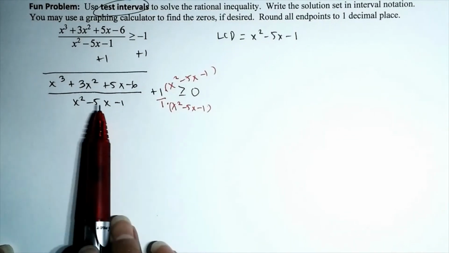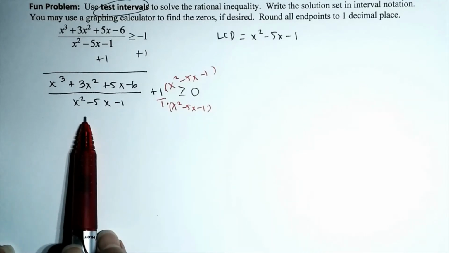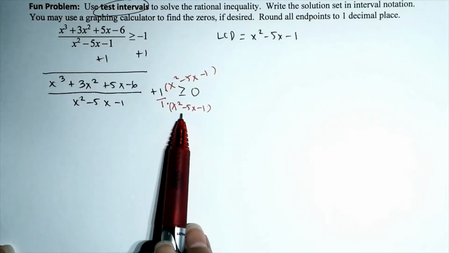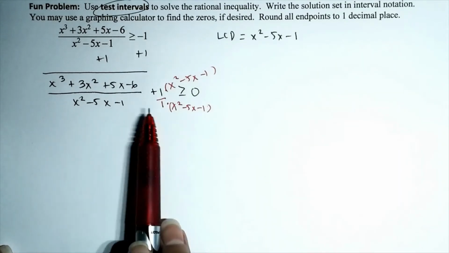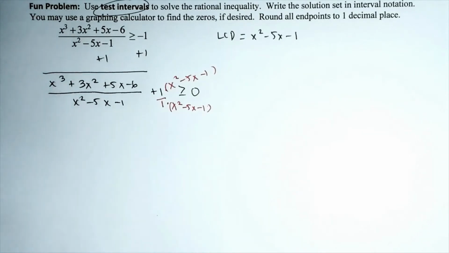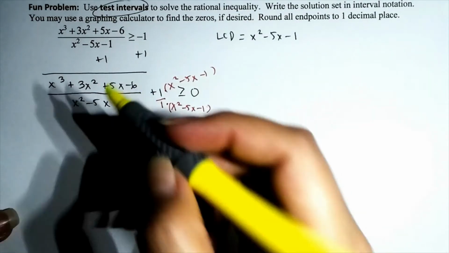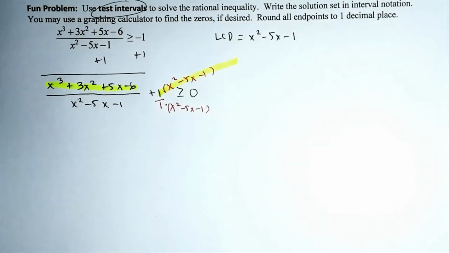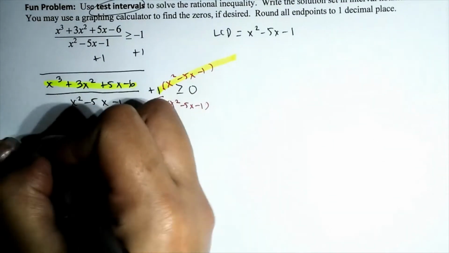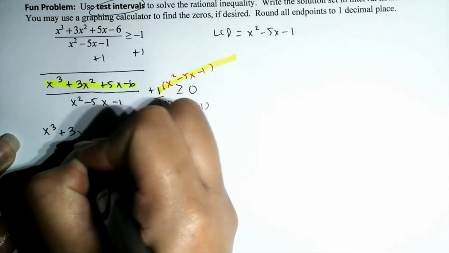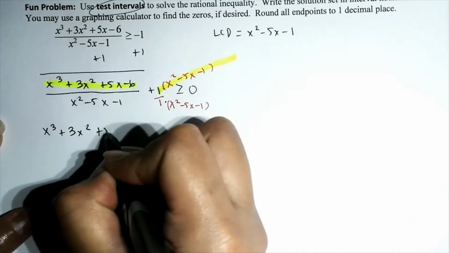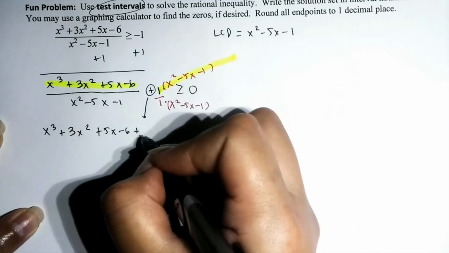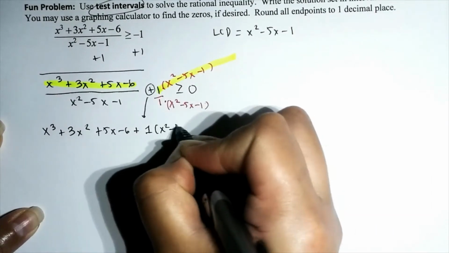The first fraction has a denominator of x squared minus 5x minus 1. Our second expression now has a denominator of x squared minus 5x minus 1. The denominators are now the same, so we have the green light to add. To add, we take the first numerator and add to it the second numerator. Remind me not to use a highlighter anymore. That will give us x cubed plus 3x squared plus 5x minus 6. The operation is plus, so we add to it 1 times x squared minus 5x minus 1.